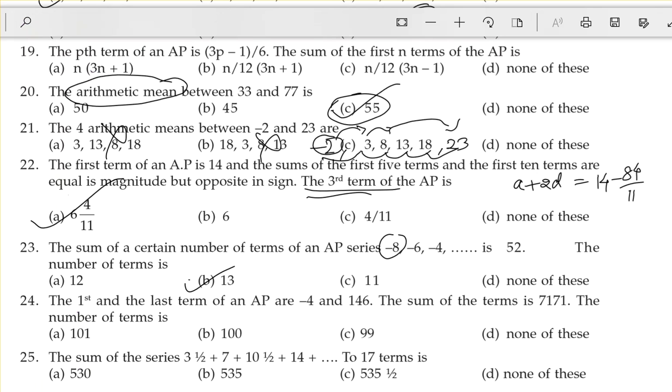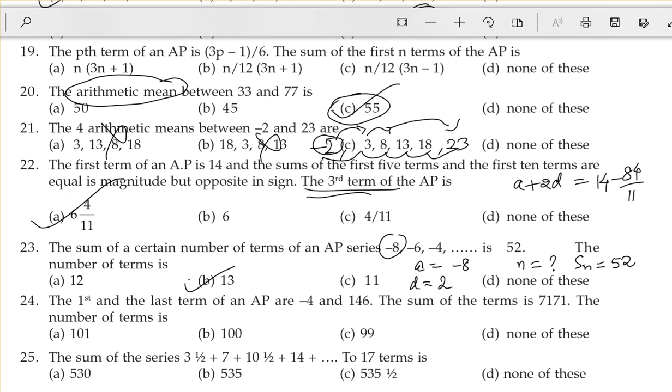A is equal to minus 8, D is equal to 2, N is equal to what? When Sn is equal to 52. We have solved a similar question above a few minutes ago.